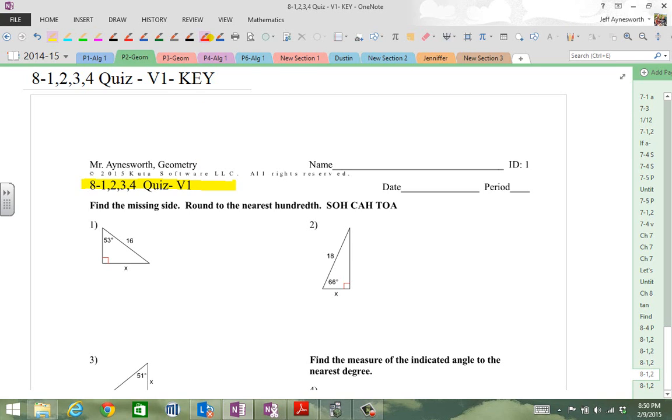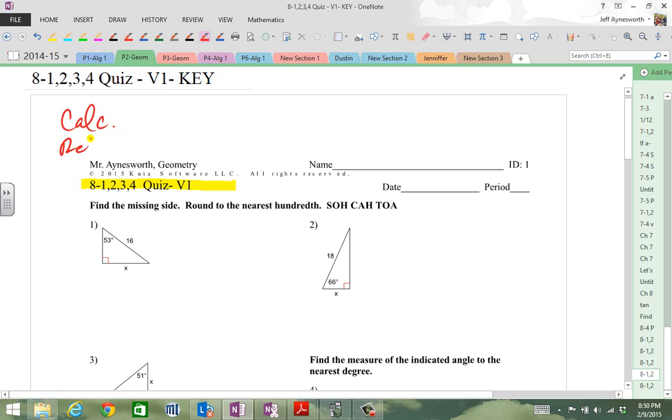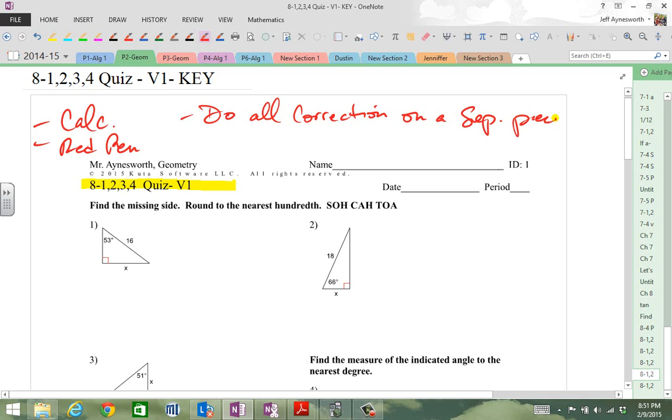Make sure that you have the following out, okay? You need a calculator. All right, you also need a red pen. You can put down the key points in red. Also, lastly, you're going to do all corrections on a separate piece of paper. All right, a separate piece of paper.